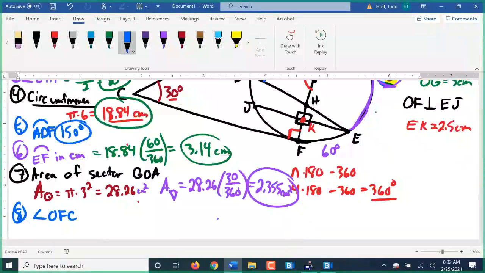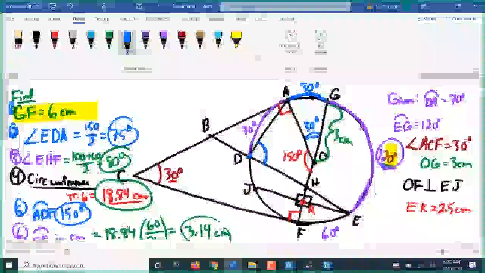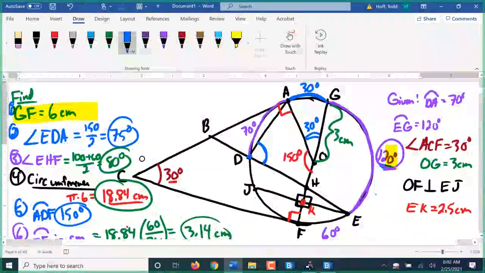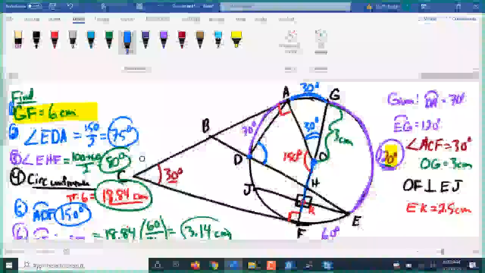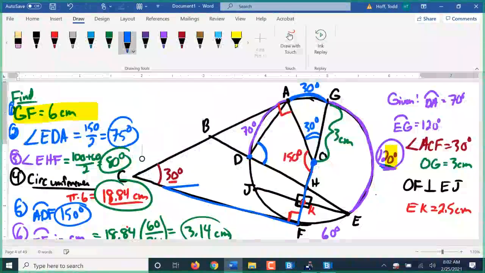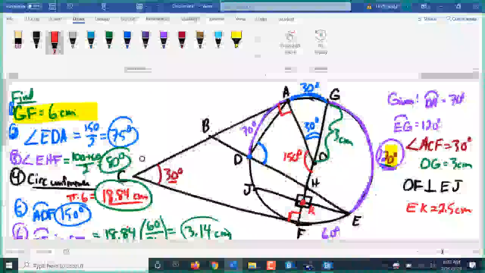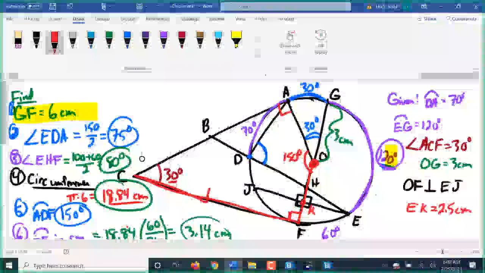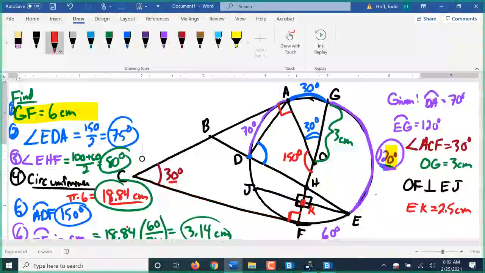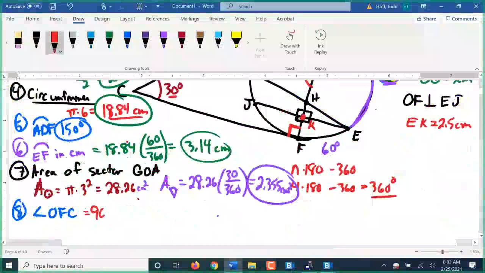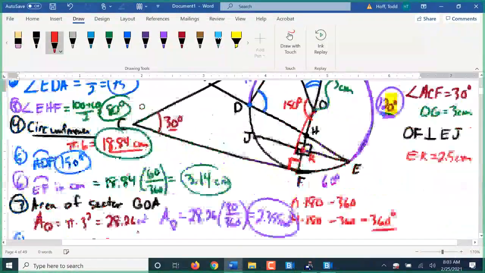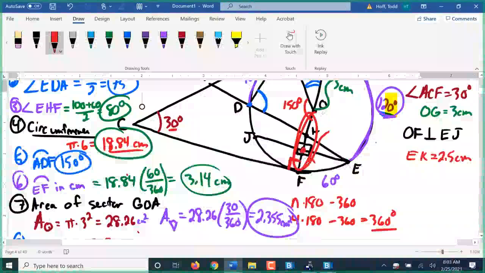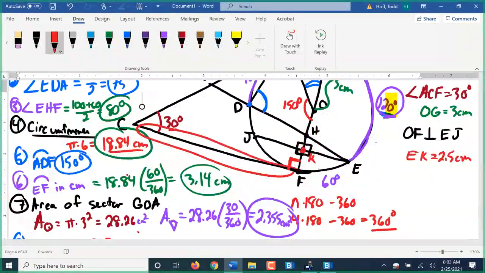Angle OFC. Here's angle OFC. I'll do that in red so you can see it a little bit better. This one should be pretty obvious to you. What's that angle have to be? We already marked it. It's 90 degrees. OF is just a radius of a circle. FC is a tangent to the circle. The radius has to be perpendicular to the tangent.